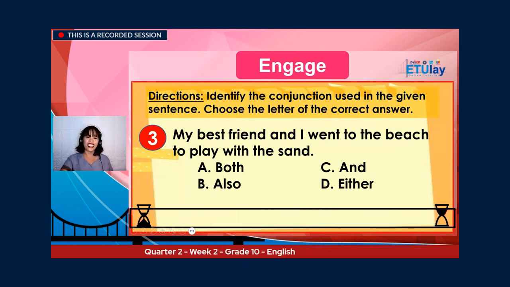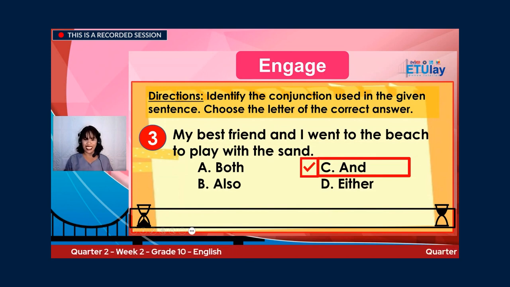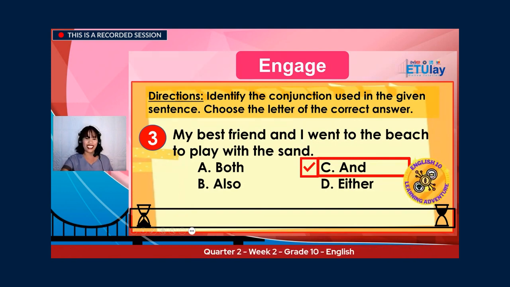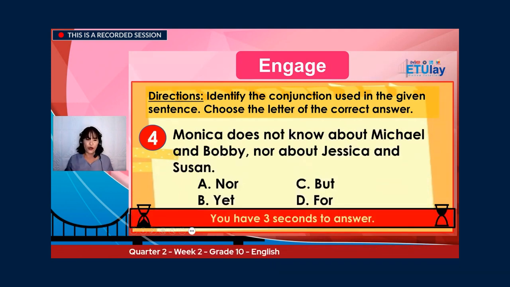Identify the conjunction. And the correct answer is, very good, it's letter C, and. Congratulations, wanderer. You have another token. We are now on number 4.